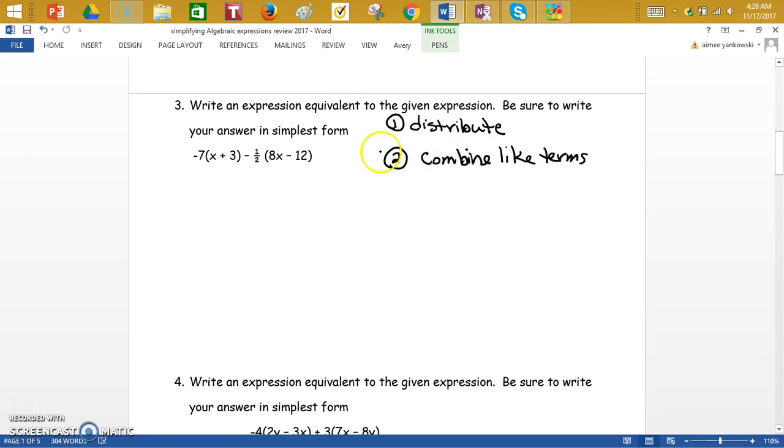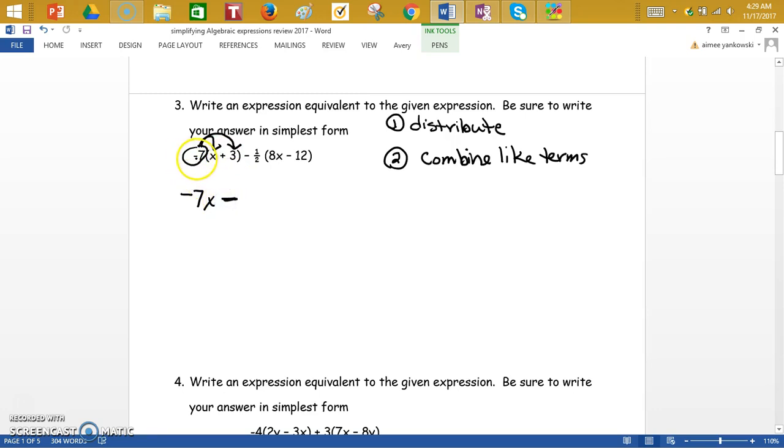Because we're on question 3, and it's the same skill. So let's keep rolling. So first of all, I'm going to distribute a negative 7 through the first set of parentheses. Negative 7 times x is negative 7x. Here I have negative times a positive. A negative times a positive will get us a minus.